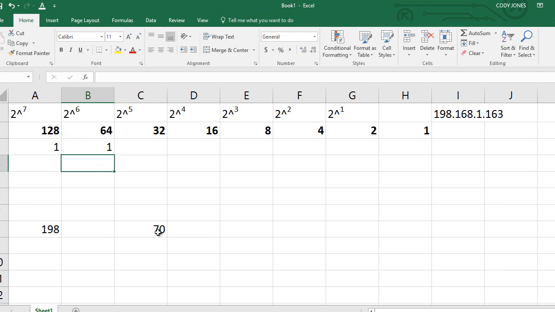Okay, and that just leaves me with 6. We'll trust our math on that. Okay, I've got 6. Can I subtract 32 from 6? No, I cannot. So I place a 0 there.